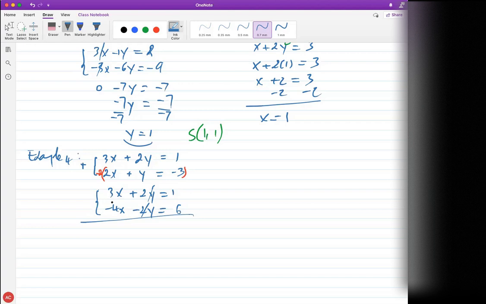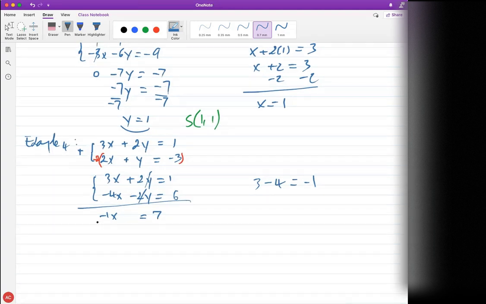So combine these two. What's 3x minus 4x? It's like 3 minus 4, that would be -1. So in this case, it would be -1x. These cancel out. Combine these, 1 and 6. That's 7.